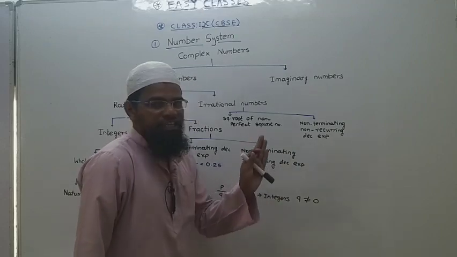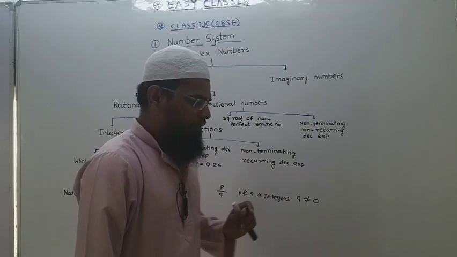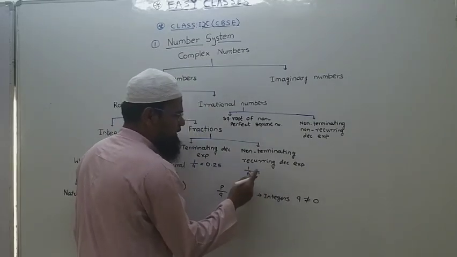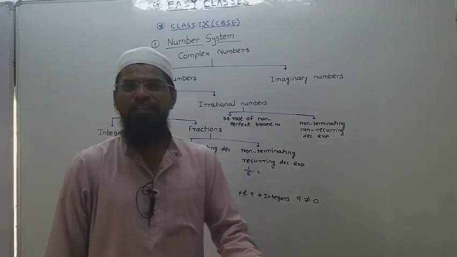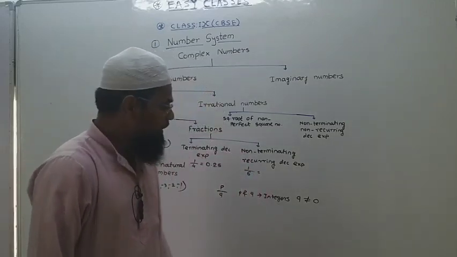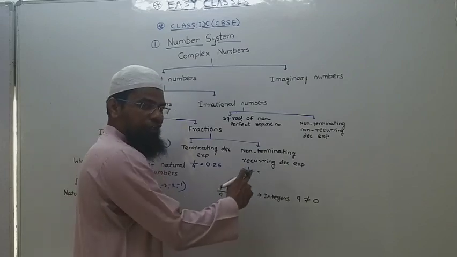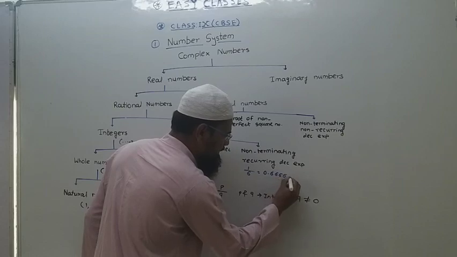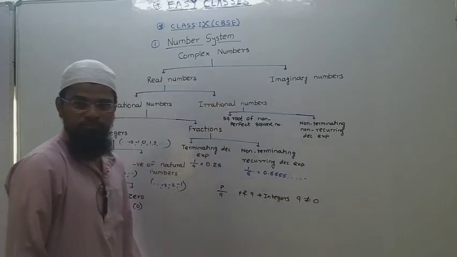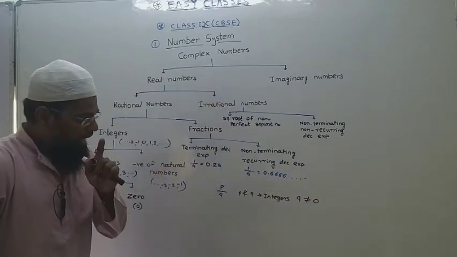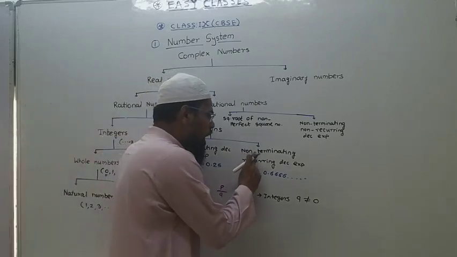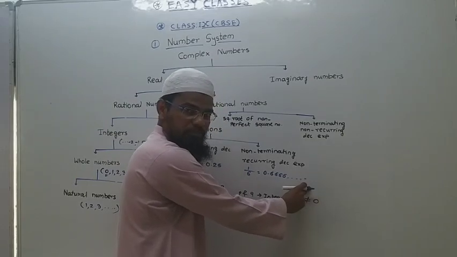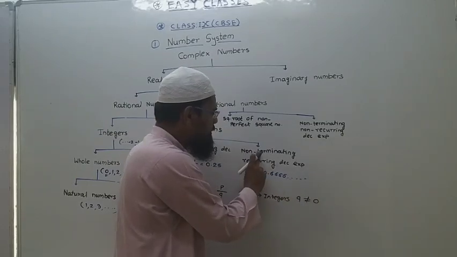But look here, non-terminating recurring decimal expansion. Let us take another example like 1 upon 6. It is also a fraction, where 1 is the numerator and 6 is the denominator. But when we convert it into decimal, we get the value 0.6666 and so on. This is non-terminating because the decimal expansion is endless.